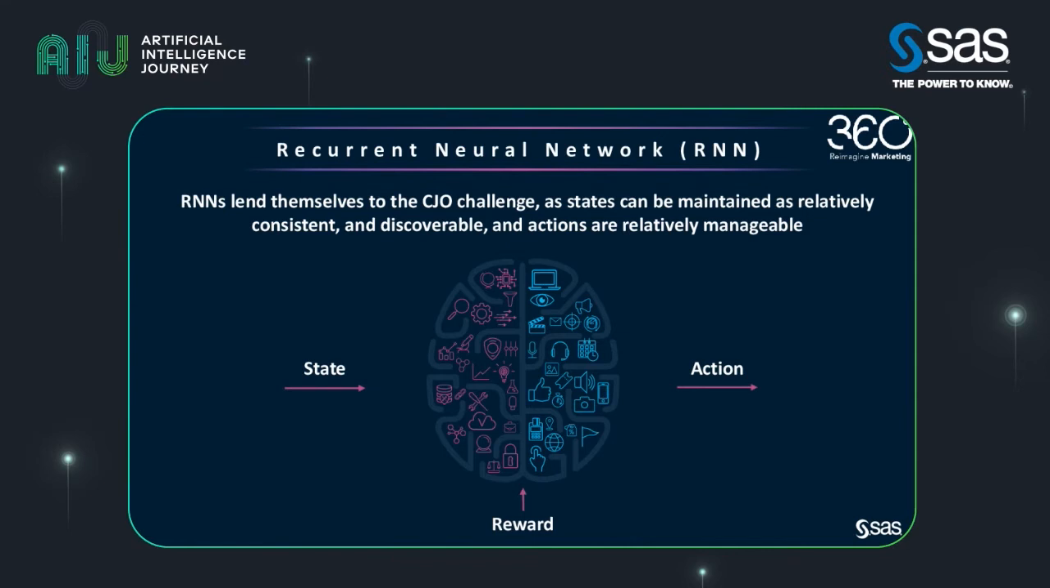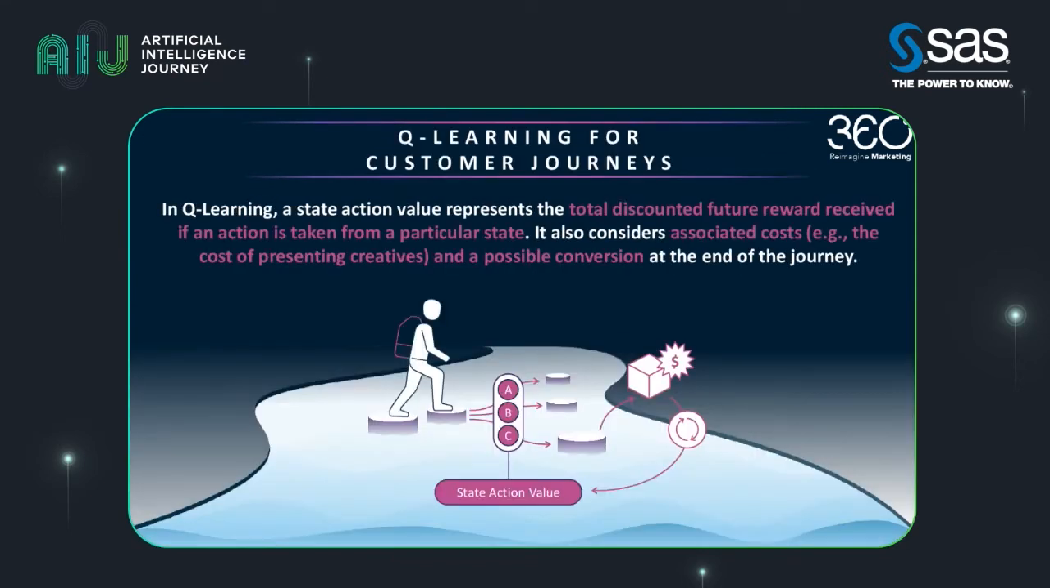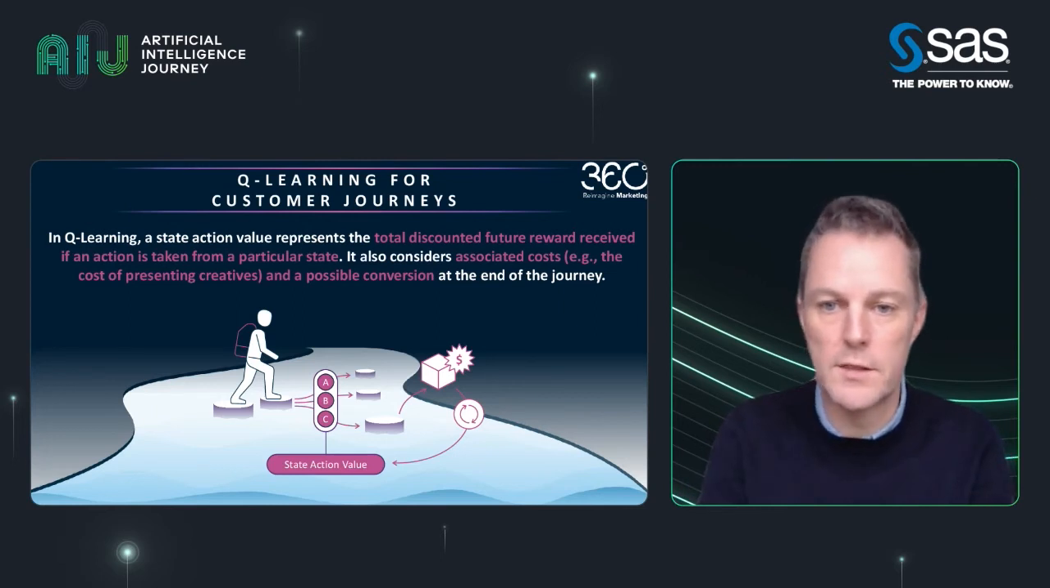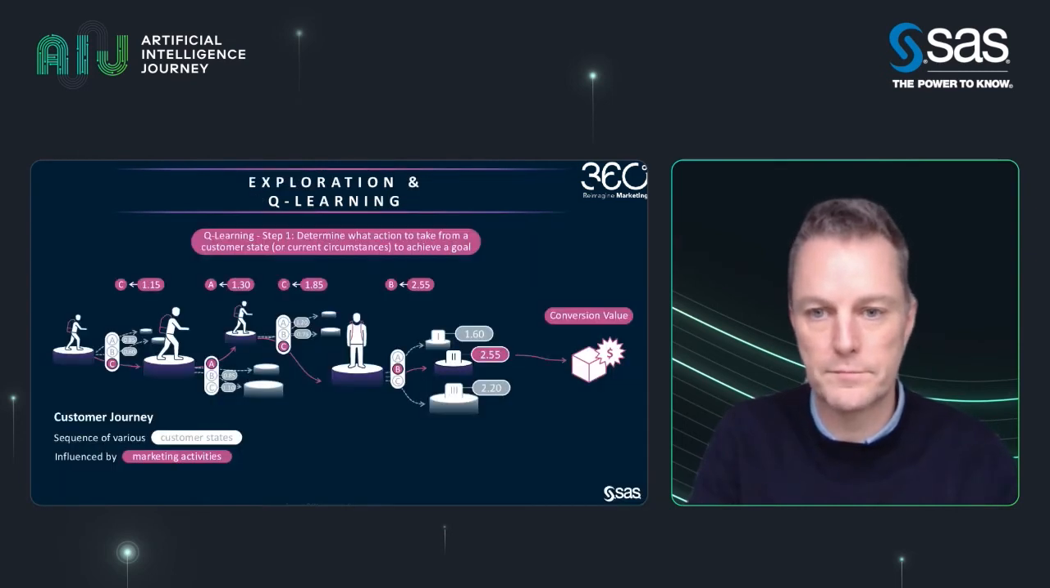But to summarize what a recurrent neural network does, there is a state that a customer is in, there is an action that you as a business take, and then you observe what the benefit or the reward is from that action. And then that feeds back into the neural network to improve and enhance those decisions. The process here also relies on something called Q-learning. Q-learning is a good way of essentially measuring what the reward is, and it also takes into account the cost of that particular action as well.